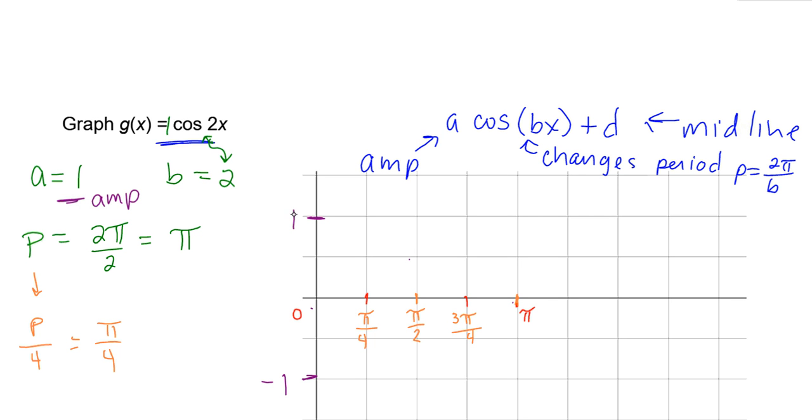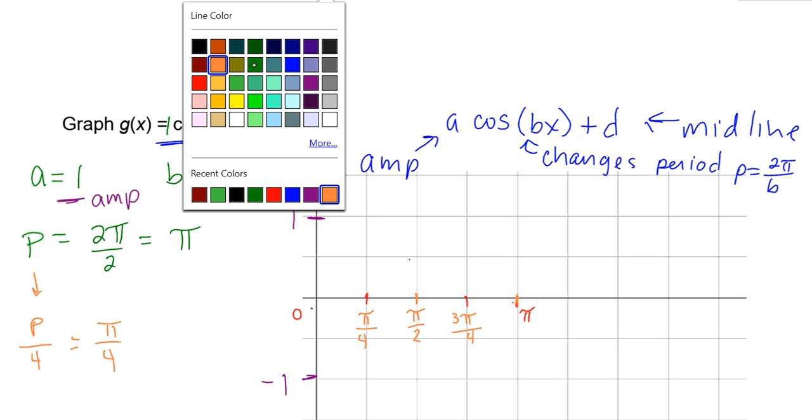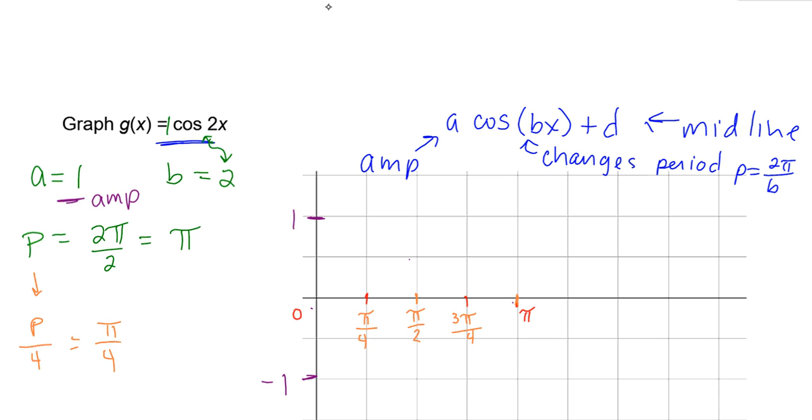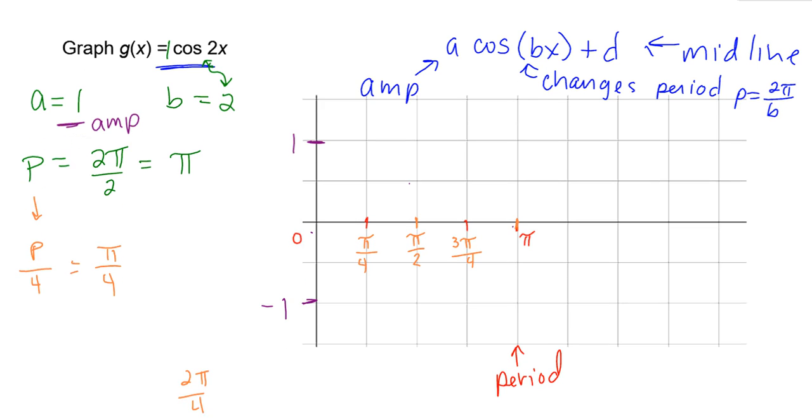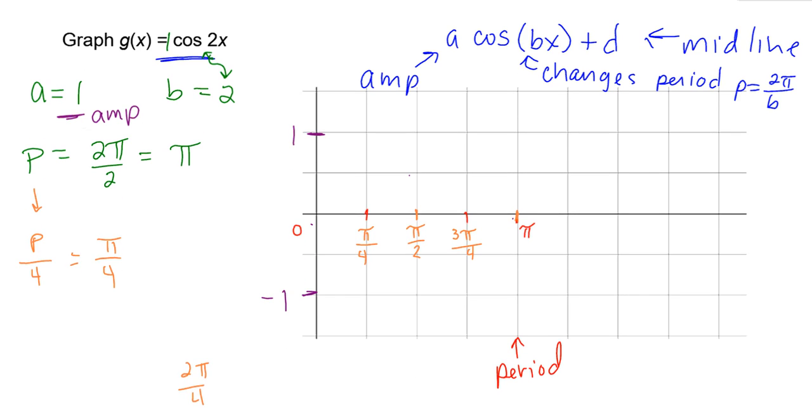Okay, so now that we've got our graph labeled and everything, all we got to do is put in those key points. So with cosine, remember it starts with a maximum. So up here on the y-axis at the max, the amplitude, it's 1. It also ends at the period with a maximum. And then the middle point is the minimum. And then, of course, the only two things that are left are the intercepts.